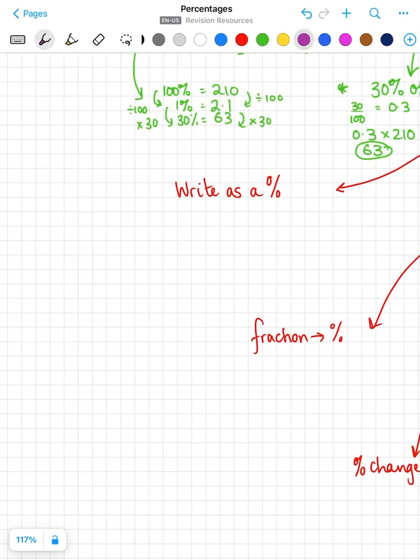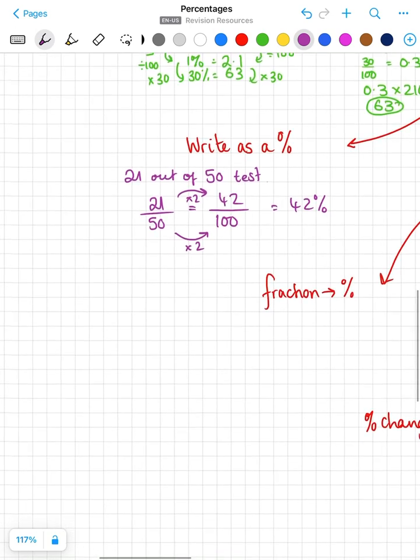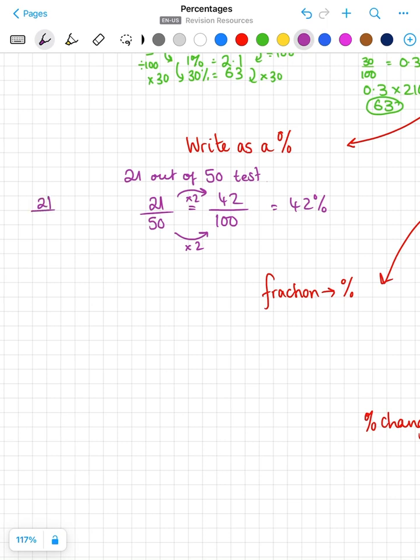Writing as a percentage. So let's just imagine you scored 21 out of 50 on a recent test, and we want that as a percentage. Percentages are out of 100, so we can see without a calculator we're timesing that by 2. So we do the same to the numerator. 42 out of 100 is 42%. You can use a calculator for this by going 21 out of 50 and then just multiplying that by 100, and you will get 42%.